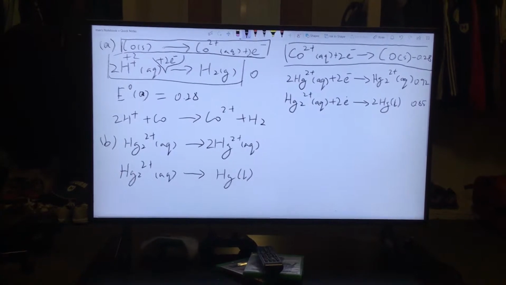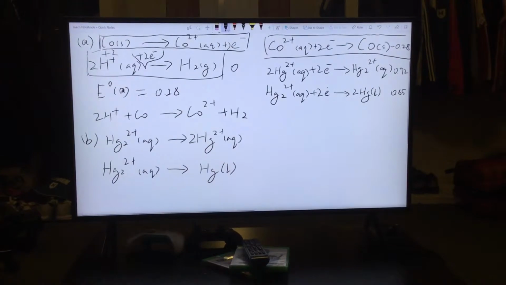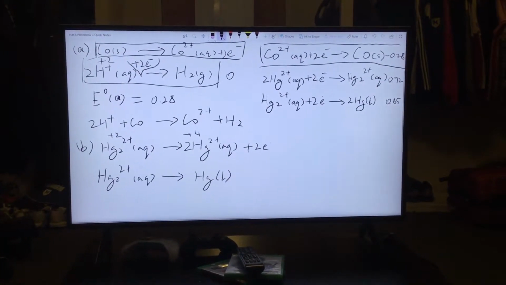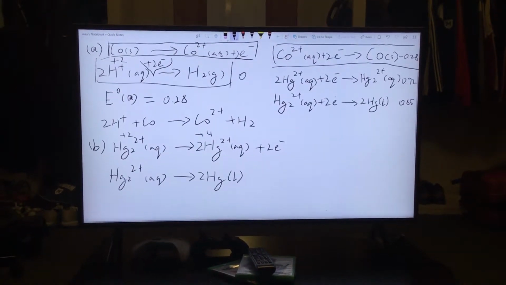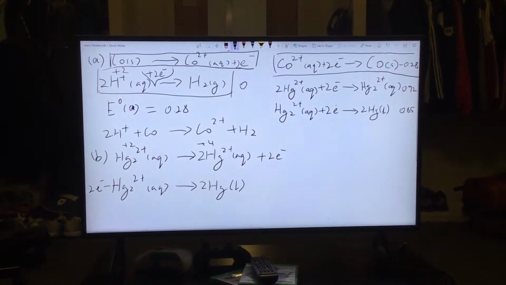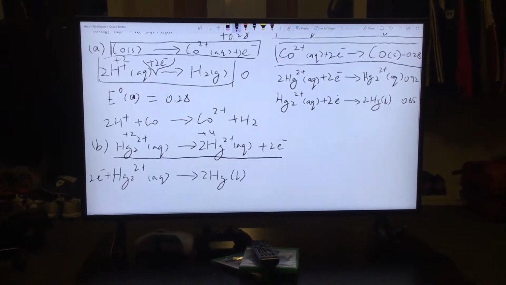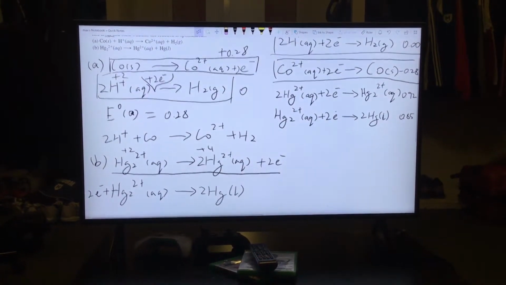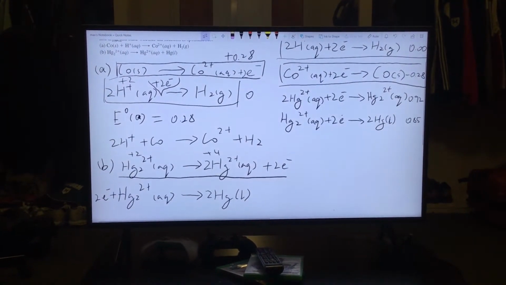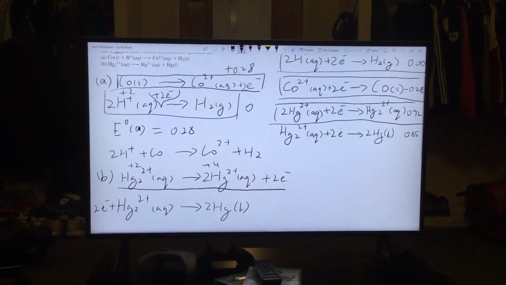We just add a 2 here, and then the 2 are balanced, but they're this plus 2, and this is plus 4. So we need to add 2 more electrons on the right. And then we do the same thing here, 2 Hg's, 2 Hg's, and we add 2 electrons on the left side. So we're trying to find the same equation from Appendix D. We can see that this one is corresponding to this reaction, but reversed.